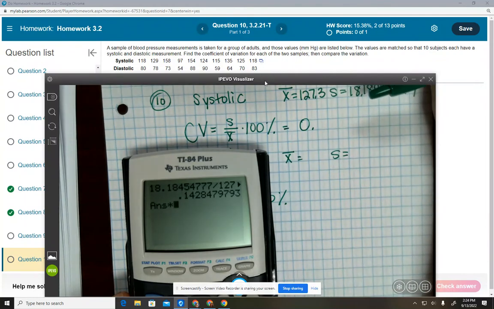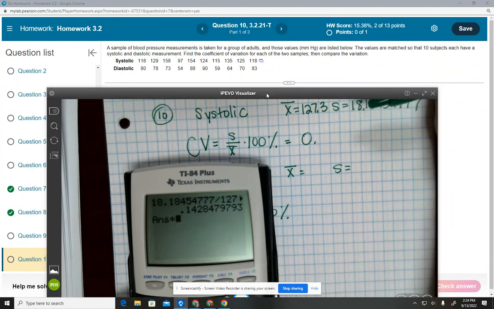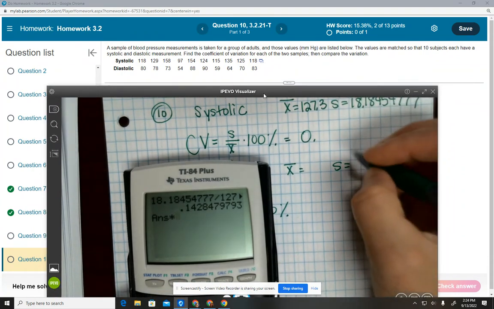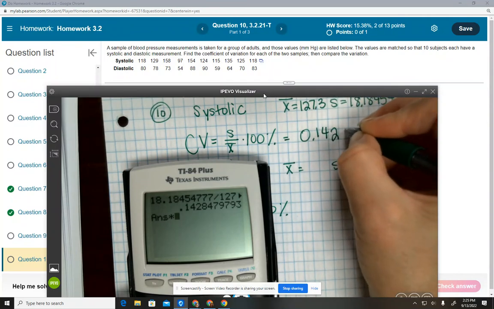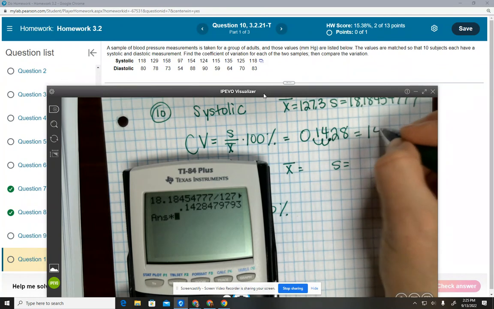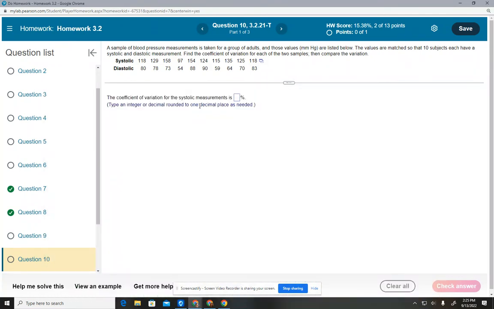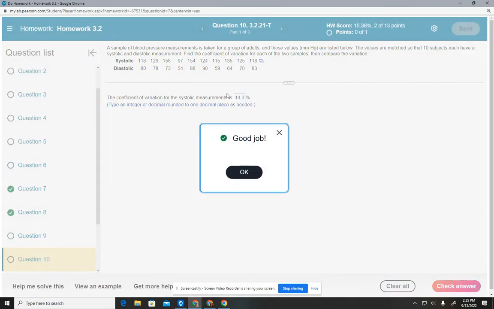What am I going to round to on here? Let's see. Type an integer or decimal rounded to one decimal place as needed. So I'm really moving it over two places. So that would be 14.3. Let's see if that's correct. Okay.